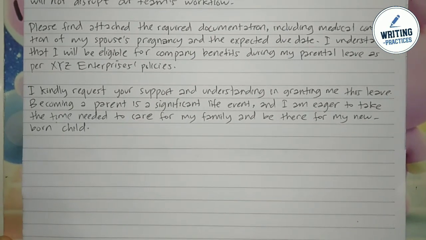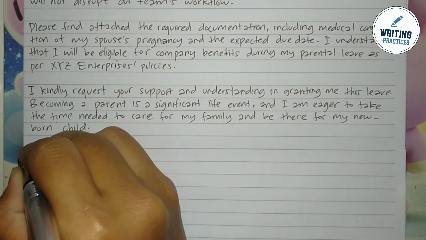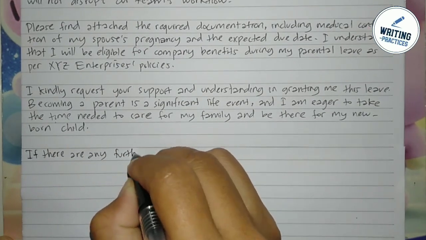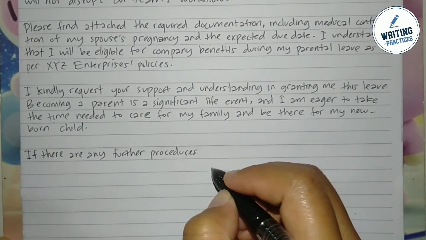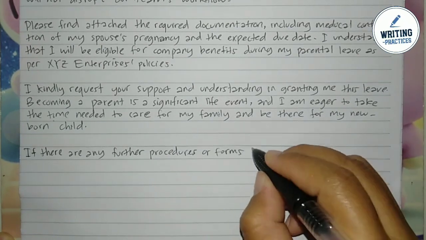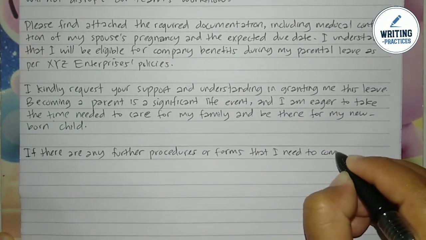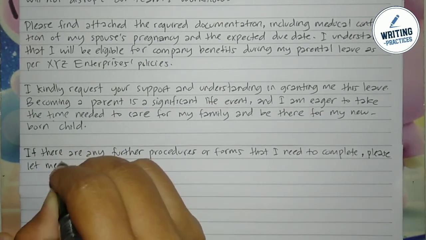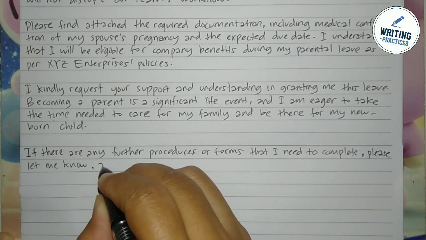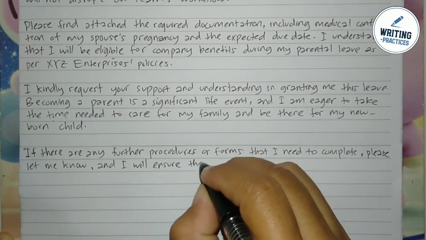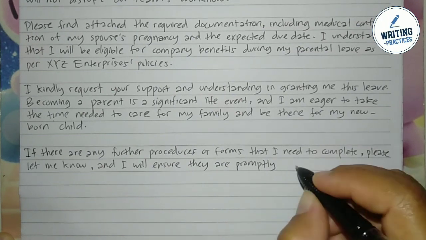In the sixth paragraph, talk about additional procedures for a parental leave request. Different companies have different procedures. Therefore, you can offer to complete any additional procedures or forms as required. Simply write, "If there are any further procedures or forms that I need to complete, please let me know. And I will ensure they are promptly submitted."